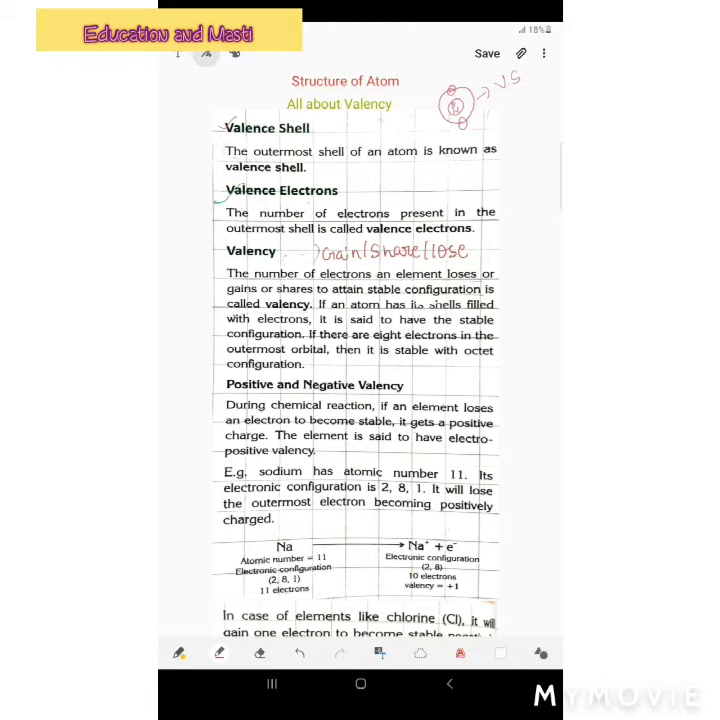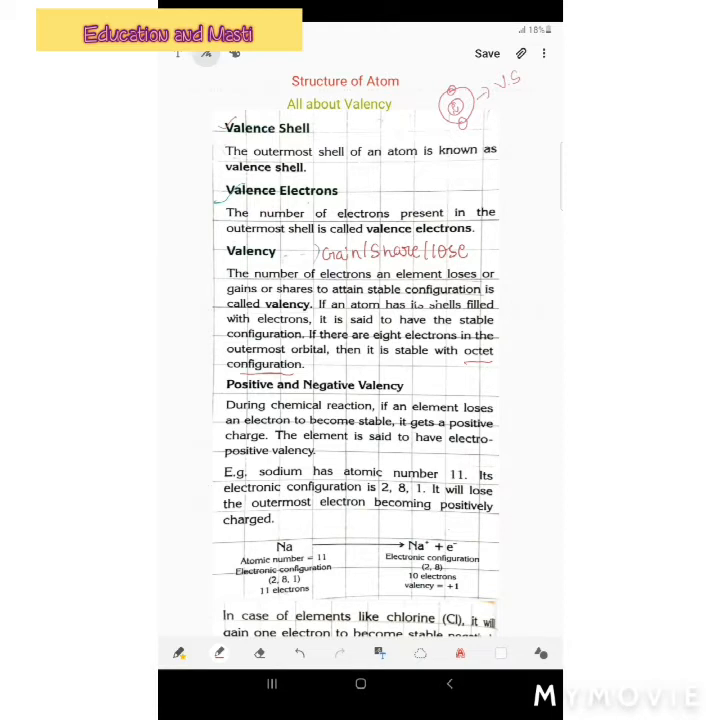If there are 8 electrons in the outermost orbital, then it is stable with octet configuration. So definitely we have learned about this octet configuration now only. It tells that an electronic configuration is stable if it has 8 electrons in the outermost shell, the valence shell. Okay, so 8 electrons should be there.